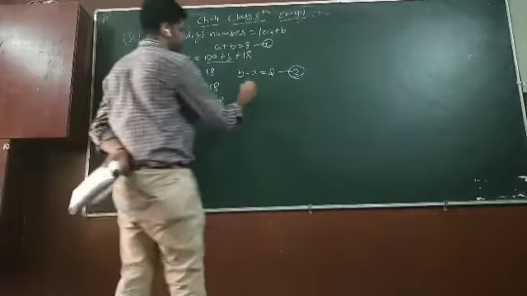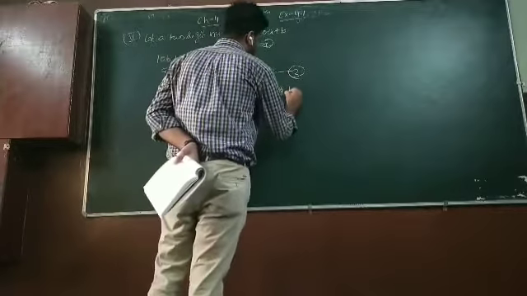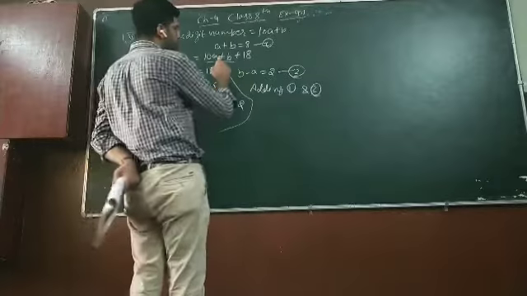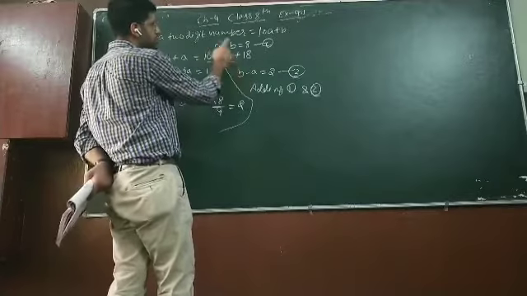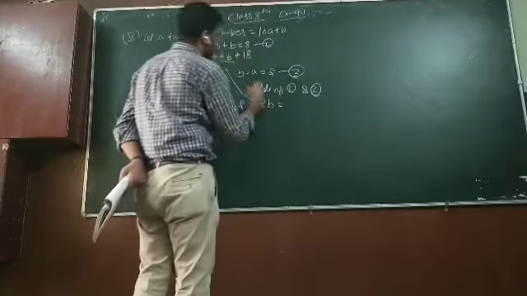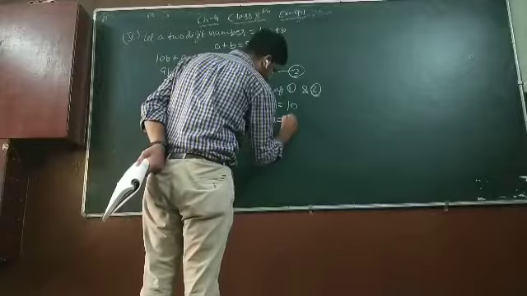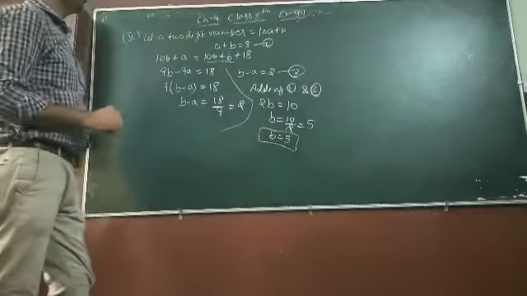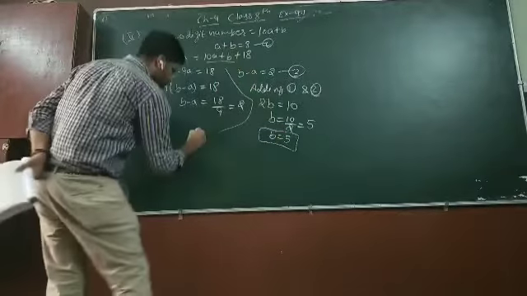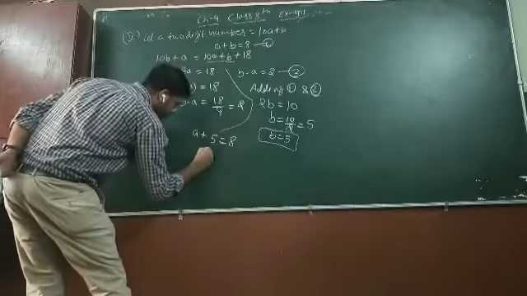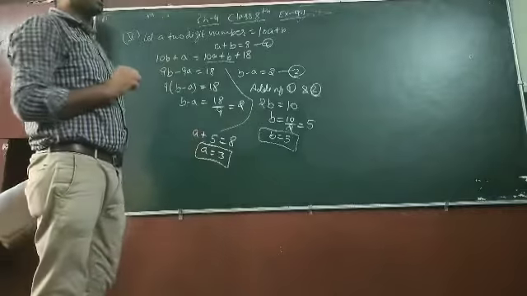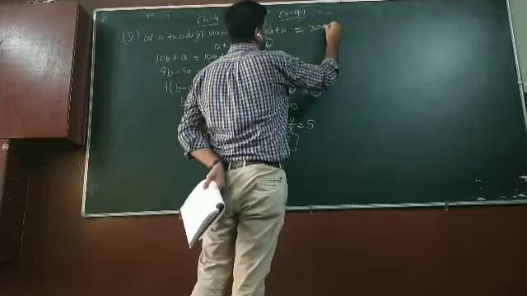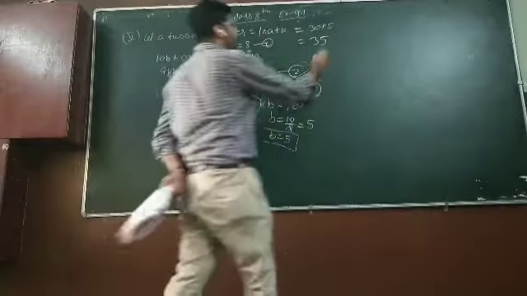Now adding 1 and 2. What we have? This is a, this is minus a, so they are cancelled out. So 2b is equal to 8 plus 2, 10. So my b is equal to 10 by 2, that is 5. So b is equal to 5. Now put this 5 in the 1. So a plus 5 is equal to 8. So a is equal to 3. So my two digit original number is 35. Means this will become 30 plus 5, that is 35. So this is my answer.